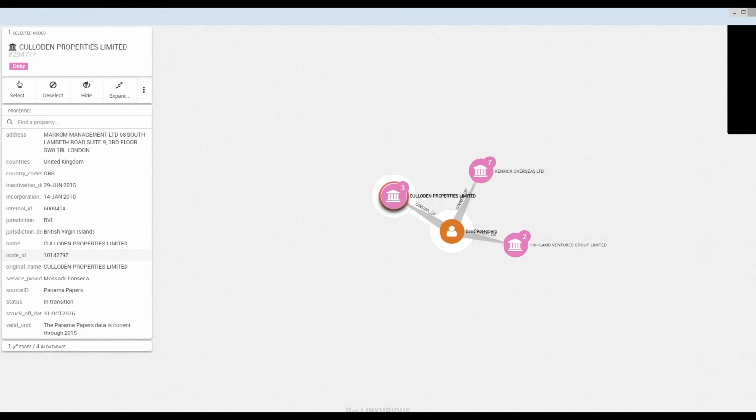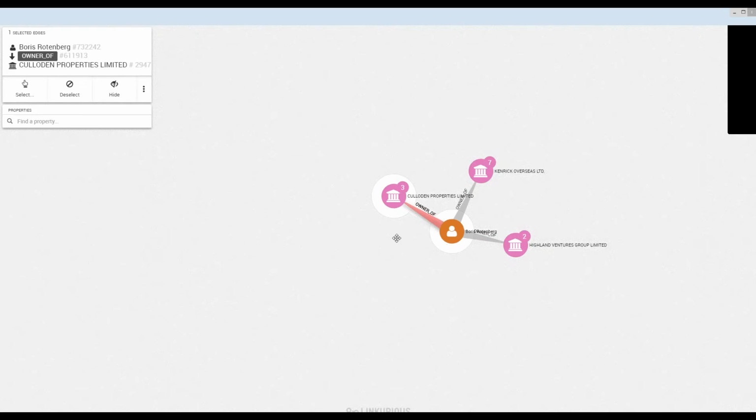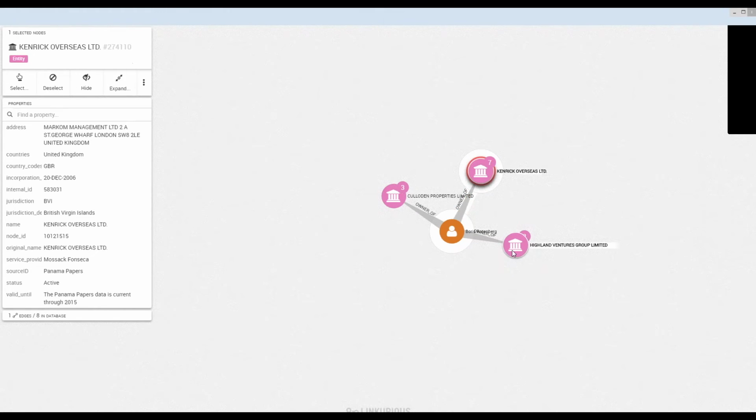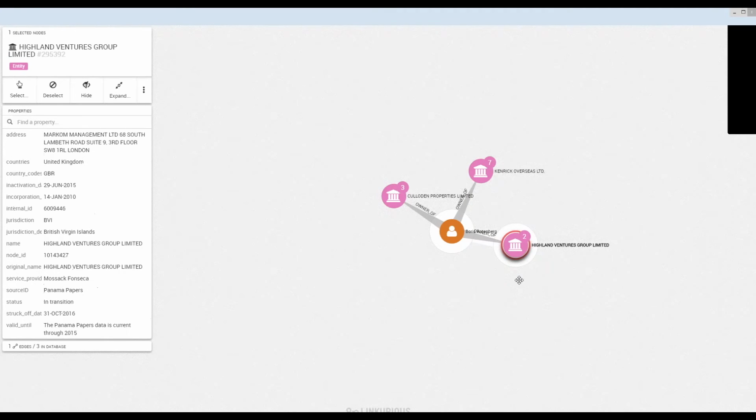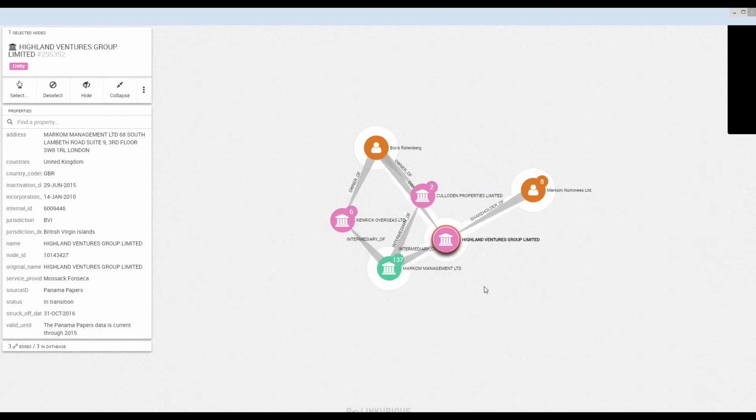I can see all of this information, and I can see that Boris has an owner of relationship with Culloden Properties, but Boris also has an owner of relationship with Canaric Overseas Limited. And once again, I can inspect that company, and I can finally also inspect Island Venture Group. What's interesting is that these companies seem to have new relationships of their own. So I'm going to double click on Island companies here.